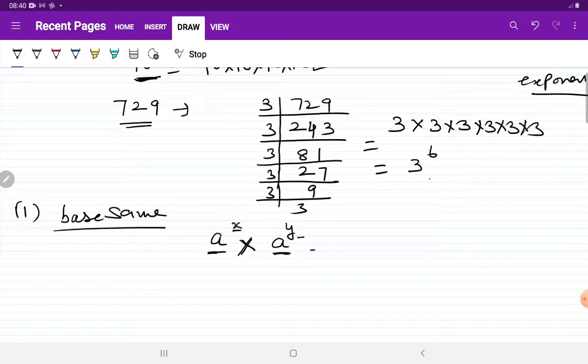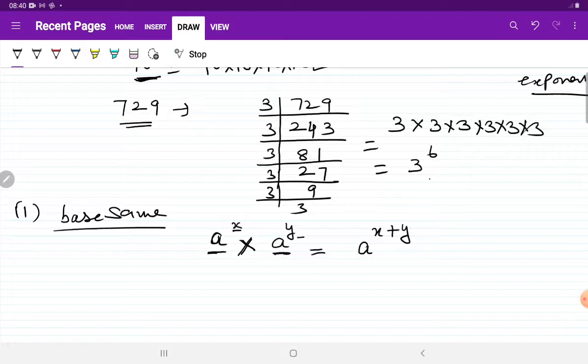If your base is the same, you can apply this law: a raised to power x plus y. You can add the exponents. If the multiply sign is there, then you add the exponents and the base should be the same. So what does my law state? If a is a rational number, and x and y are whole numbers, then a raised to power x into a raised to power y is a raised to power x plus y.